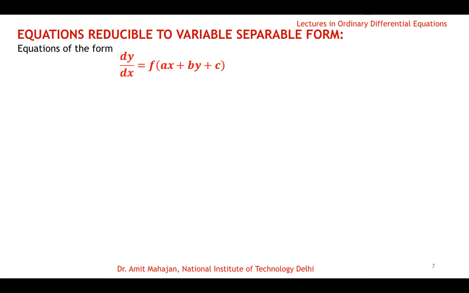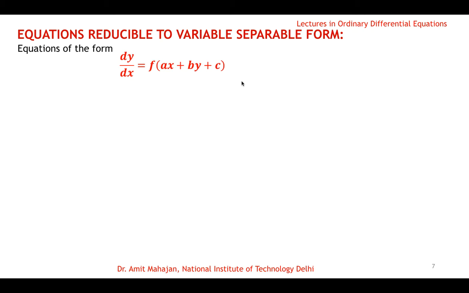Now, there are certain forms which are reducible to the variable separable form, and the form is this: dy by dx equals a function of ax plus by plus c. So it's a first order, first degree differential equation where there is a function of ax plus by plus c. This is not in variable separable form, but by using a suitable substitution this can be reduced to variable separable form. In this case the substitution is ax plus by plus c as a new variable, say t.